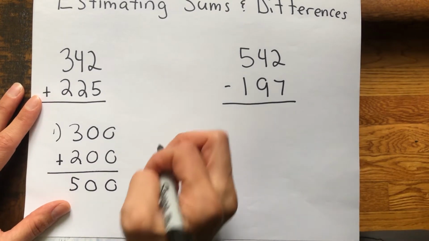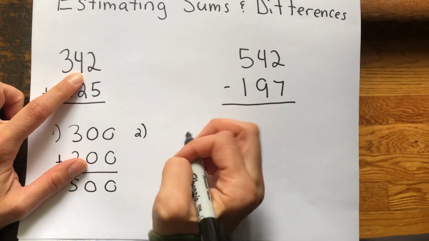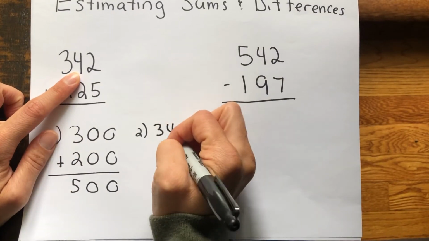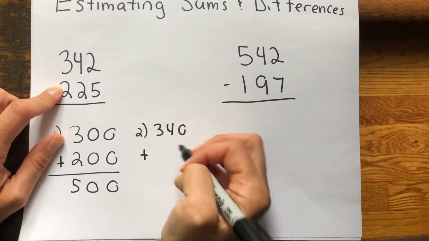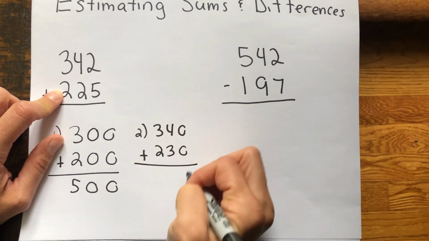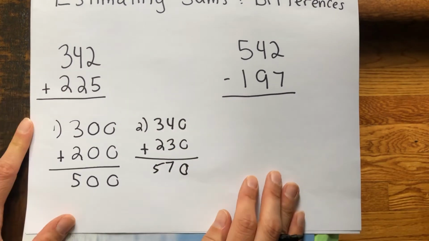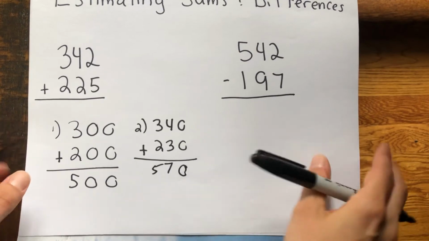Another way I can do it is by estimating or rounding to the nearest tens. So 342 would round to 340, plus 225 would round to 230. And then I add those together quickly. And again, that is much quicker than adding it normally.